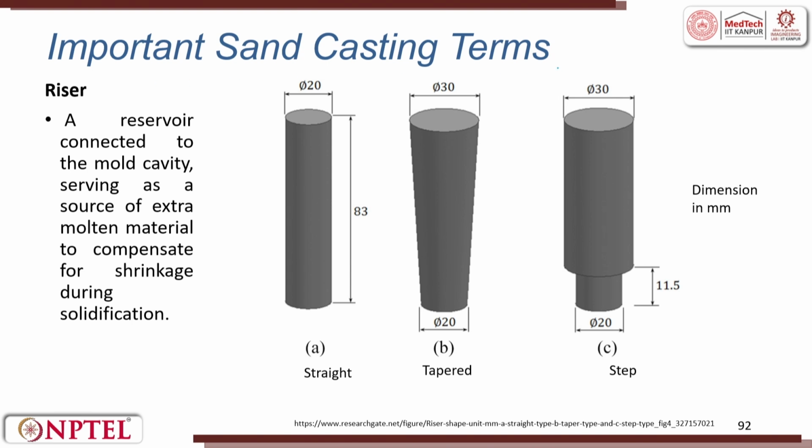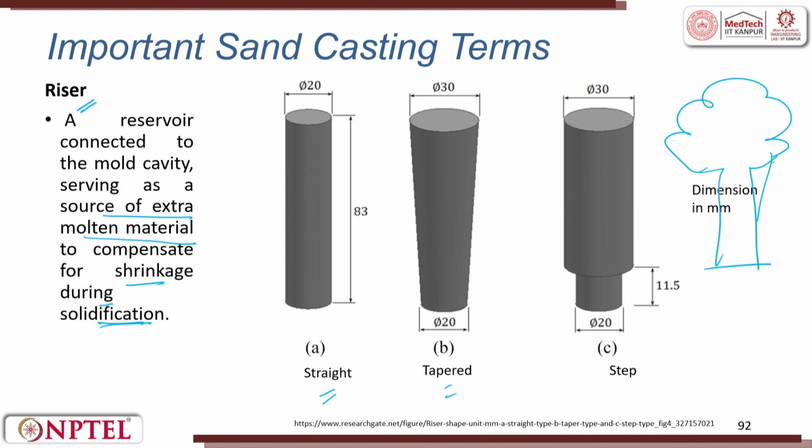Risers. A riser is a reservoir connected to the mold cavity. It serves as a source of extra molten metal to compensate for shrinkage during solidification. You can have a straight riser, a taper riser, or a step riser. The shape can be any. You can also have something like a mushroom type riser, depending upon your requirements, right.